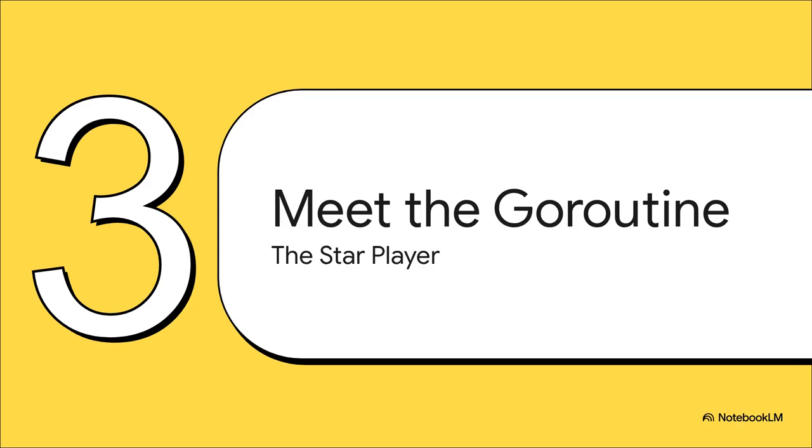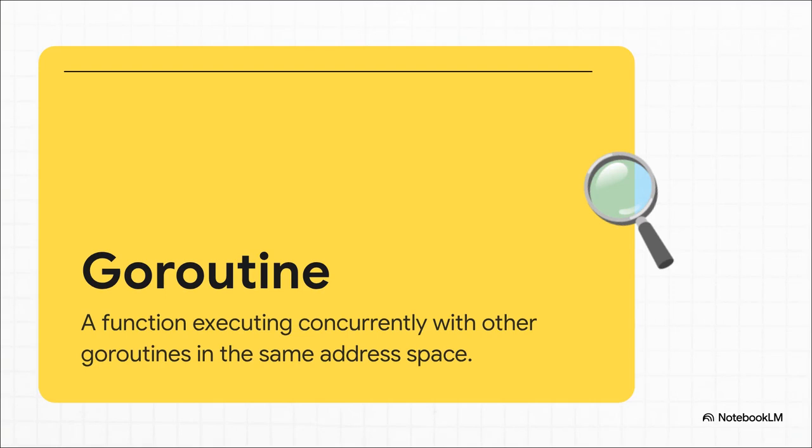So that brings us to the star of the show, the Go routine. This is Go's fundamental unit for doing work at the same time. And yeah, you heard that right. It's Go routine, not co-routine. A subtle but important distinction. So what exactly is a Go routine? Well, the definition is almost laughably simple. It's just a function that's running at the same time as other functions. That's it. That's the whole thing. It's an incredibly simple name for an unbelievably powerful concept.